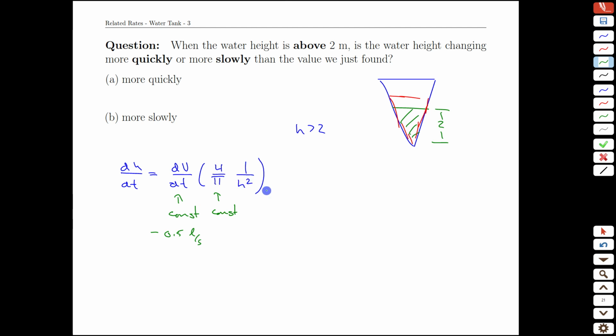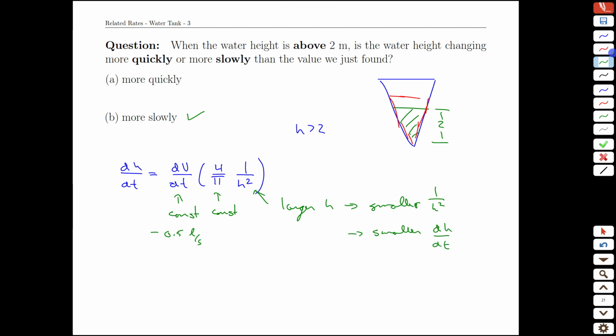However, with a larger h, we're going to get a smaller 1 over h squared. And if we have a smaller 1 over h squared, it means that our dh dt, our derivative, is also going to be smaller. And so that would indicate that things are going to flow out of the tank at the same rate, but the water level is dropping more slowly because we have a smaller value for the rate of change.